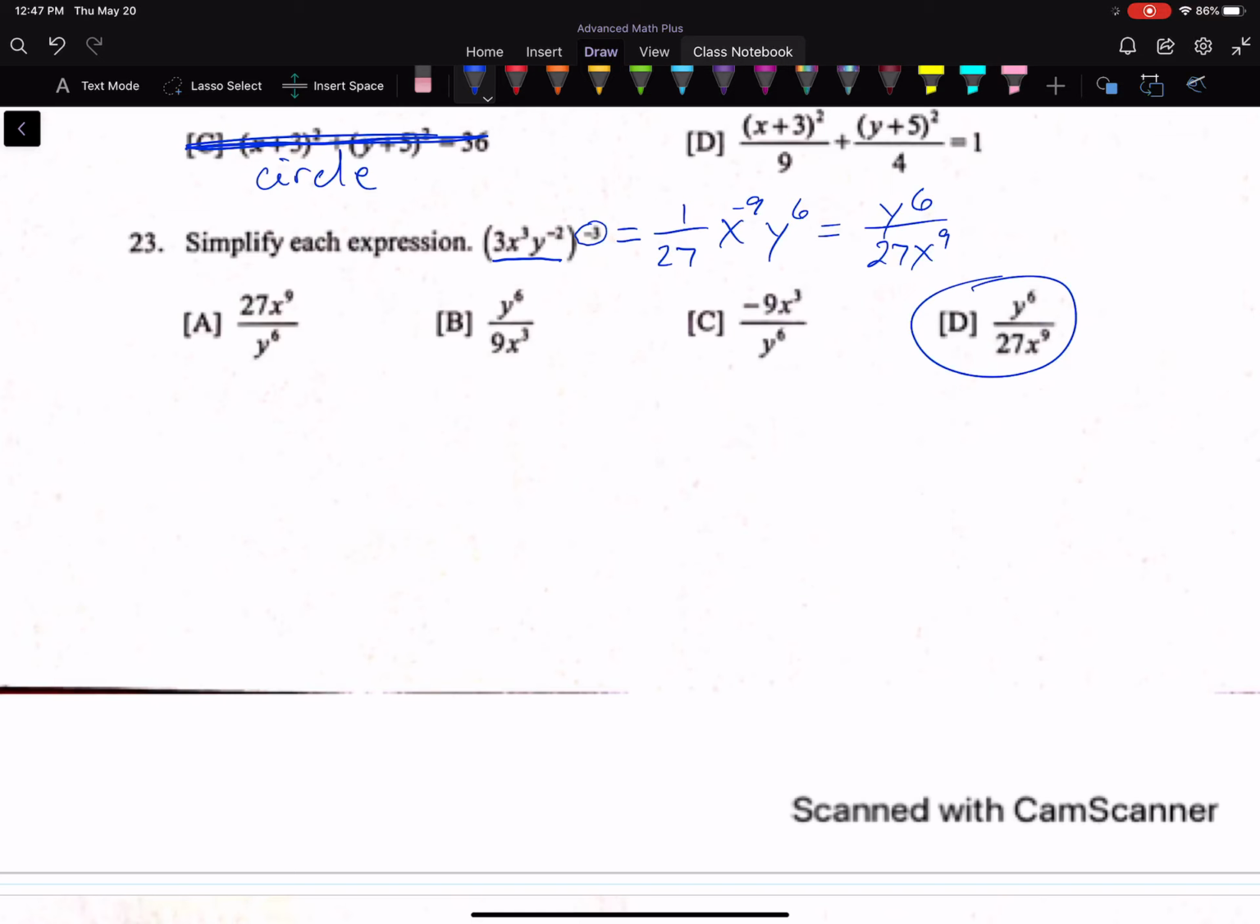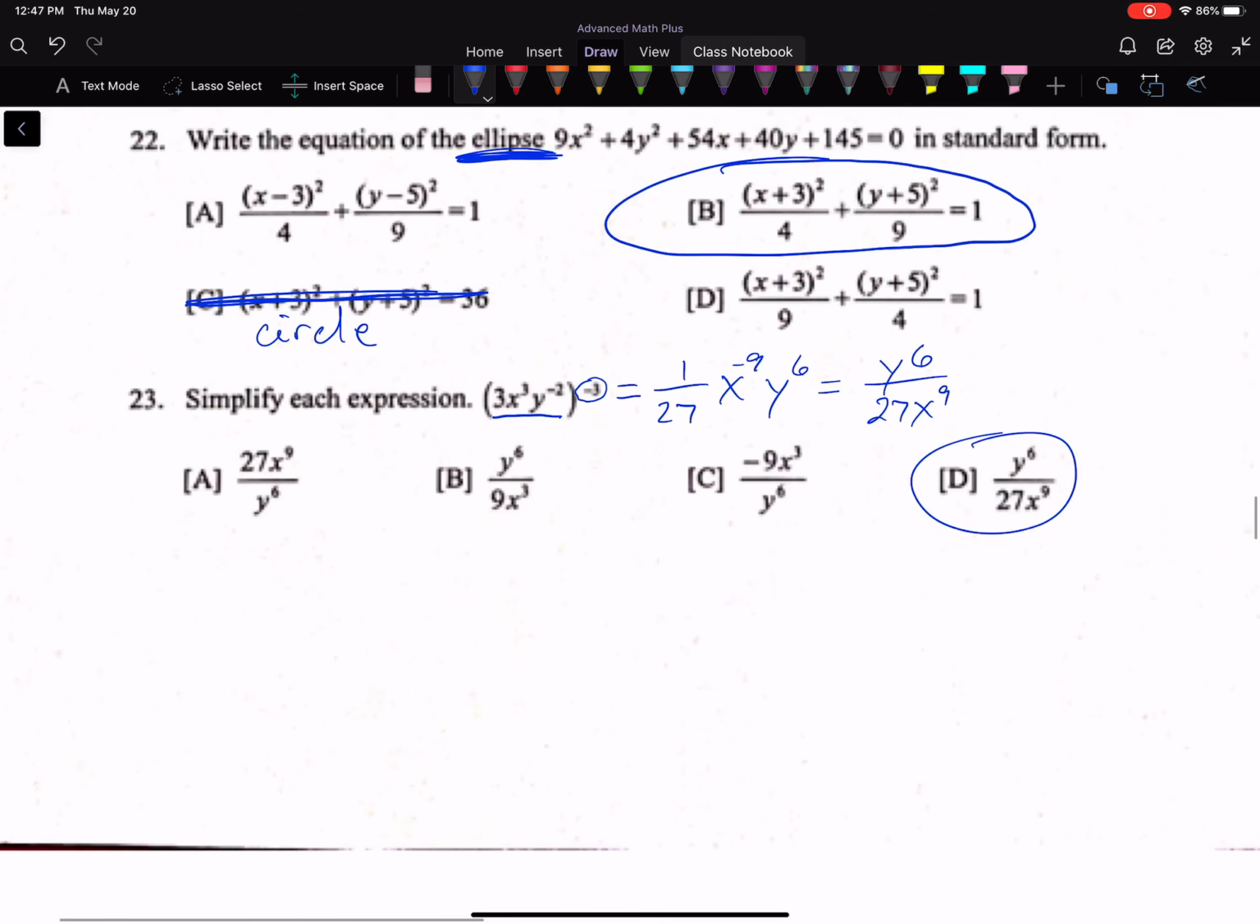Technically, we could have stopped as soon as we found out 1 over 27 because 27 is the only answer that's on the bottom. It's D. Making sense? Okay. And this is starting our last chapter, by the way. This is chapter 11.